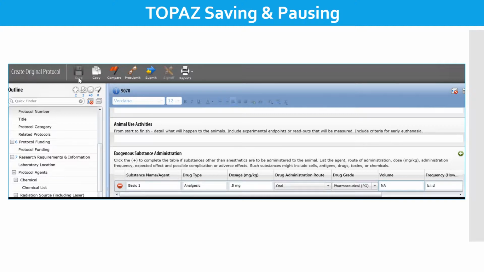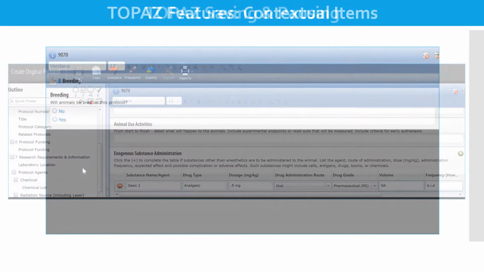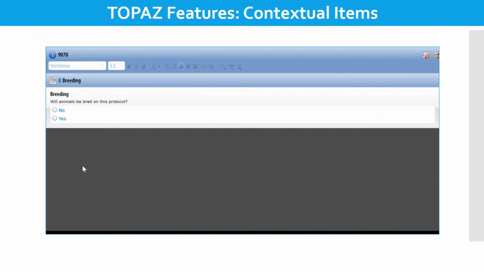If the user stops activity on the protocol for a prolonged amount of time, TOPAZ will, without warning, kick out the user. The user will then need to close the browser completely, then log back into the system again. Many of the questions in TOPAZ are contextual, meaning the next question presented to the user will be based on the response to the previous one.